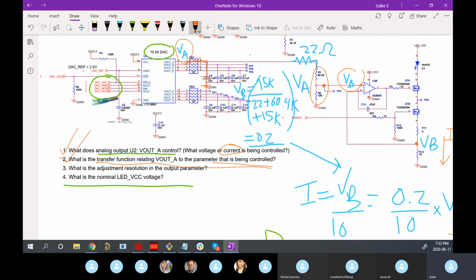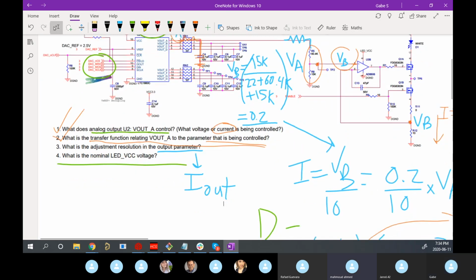Three, what is the adjustment resolution in the output parameter? Who can tell me this? Mahmoud? And by tell, I mean walk me through how you would find that. Okay, first of all, what's the output parameter? The current through the LED. Cool. And how much resolution would we have of that? What does that depend on? Oh, like the 10 bits from the DAC.